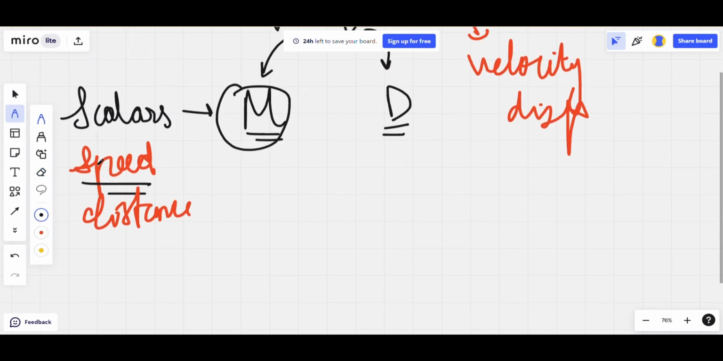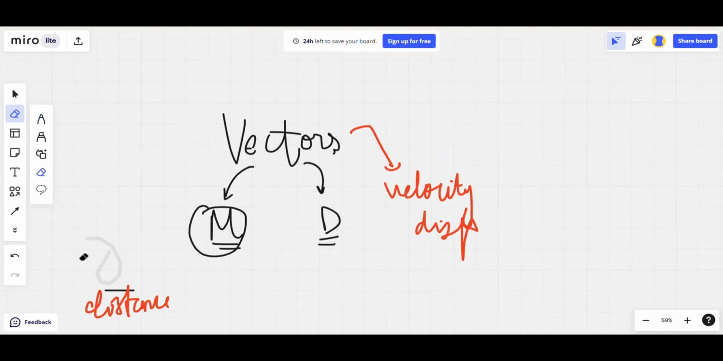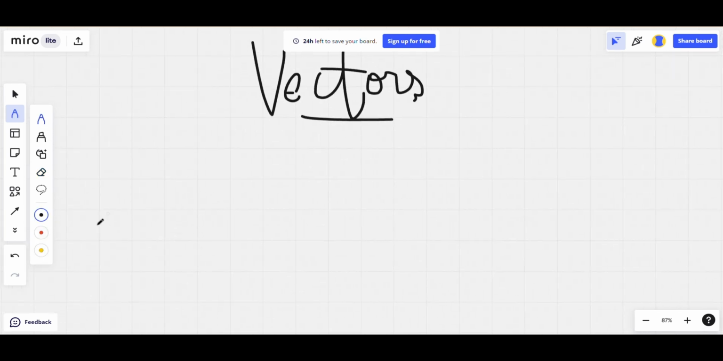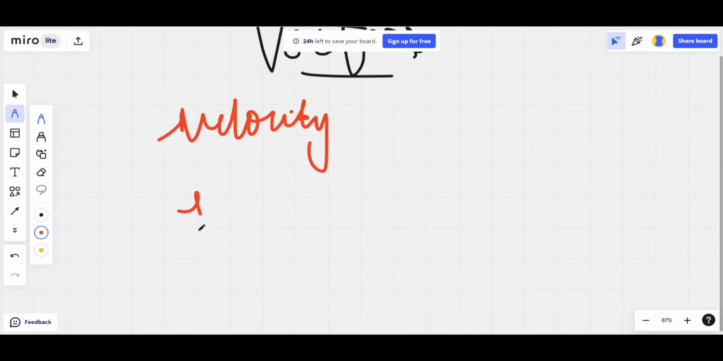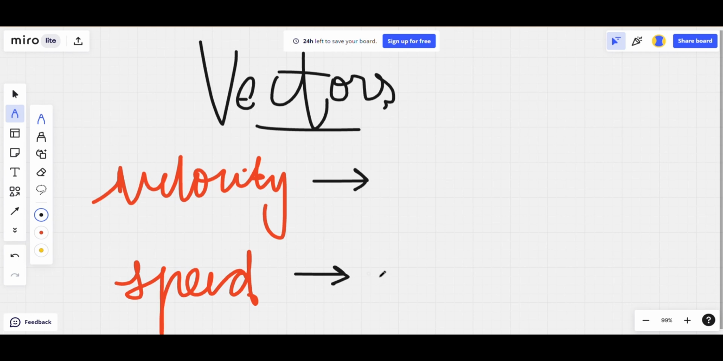Now we're going to look more in depth at vectors. So we'll erase these things here and look at vectors in detail. Now we are looking forward to the representation of vectors. We have talked about the vector quantity, velocity, and the scalar quantity, speed. Let's draw a small comparison between them. Velocity is displacement per unit time. Speed is distance per unit time. Distance is scalar, displacement is a vector quantity.